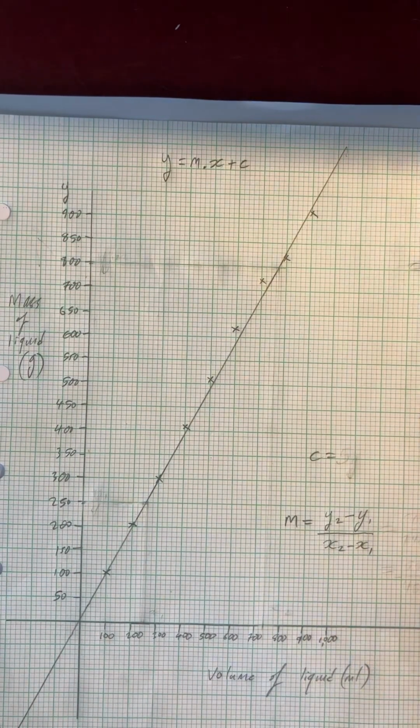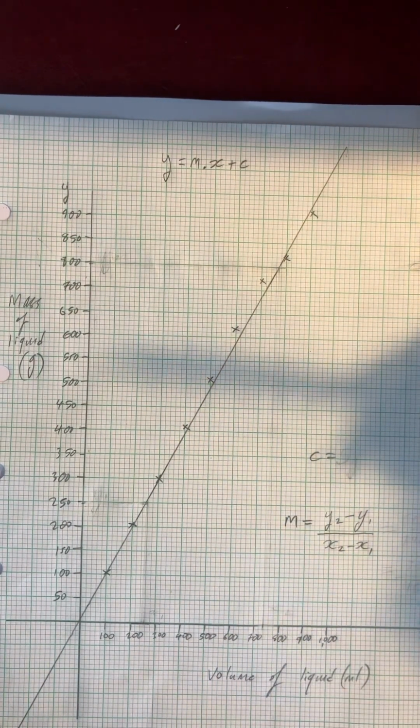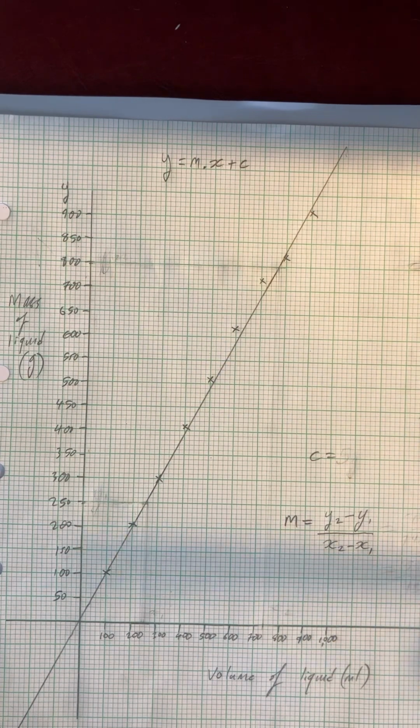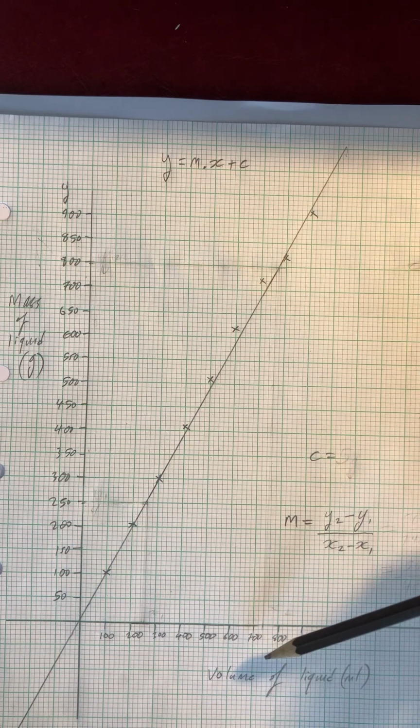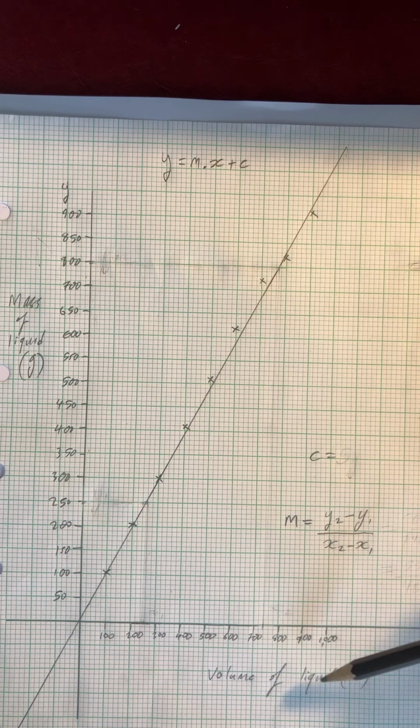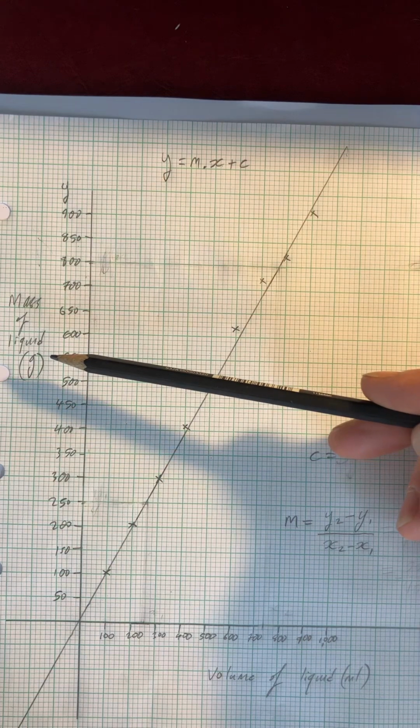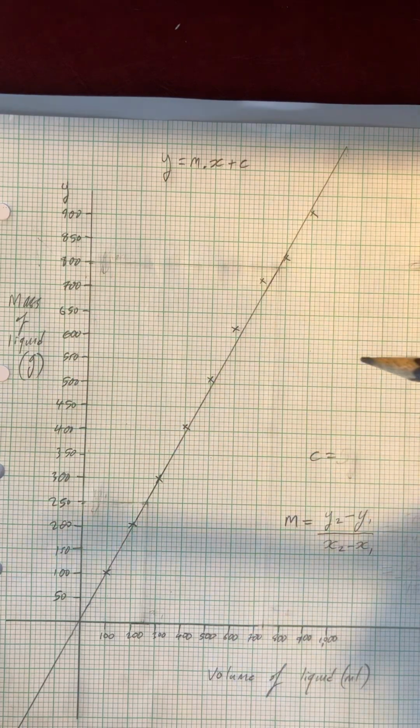Kia ora students, today we are going to learn how to make an equation of a line from your graph, to determine the relationship between your independent variable, in this case the volume of liquid, and the dependent variable, the mass of liquid.